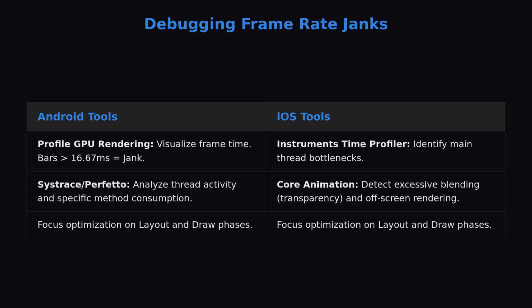On iOS, the Instruments suite is mandatory, specifically the Time Profiler and Core Animation tools. The Core Animation instrument reveals critical issues like excessive blending caused by transparency and costly off-screen rendering operations, which are major contributors to graphical processing unit bottlenecks. Focus all debugging efforts on optimizing the layout and draw phases identified directly by these specialized profiling tools.